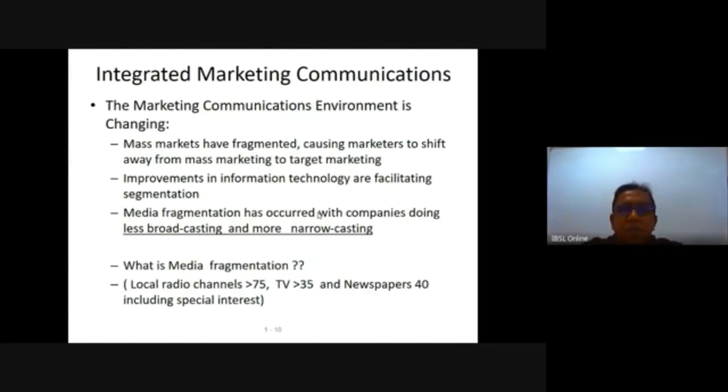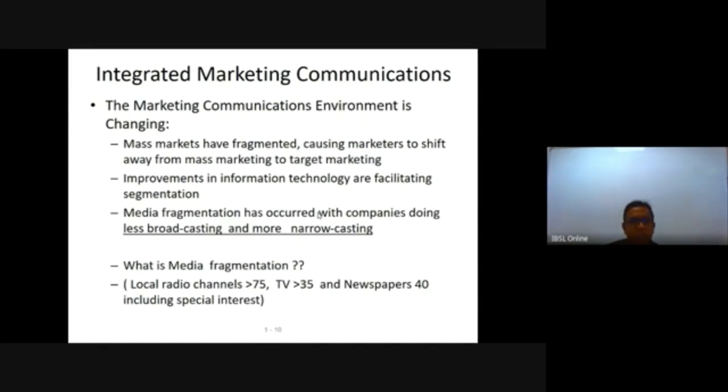So the integrated marketing communication environment is changing. The marketing communication environment is changing today from what it was a few years before. Mass markets are fragmented, causing marketers to shift away from mass marketing to target marketing. Improvements in information technology are facilitating segmentation. Media fragmentation has occurred with companies doing less broadcasting and more narrowcasting. So what is media fragmentation? Now that the market is fragmented, media also has become fragmented, which means there are a large number of methods to reach customers now.